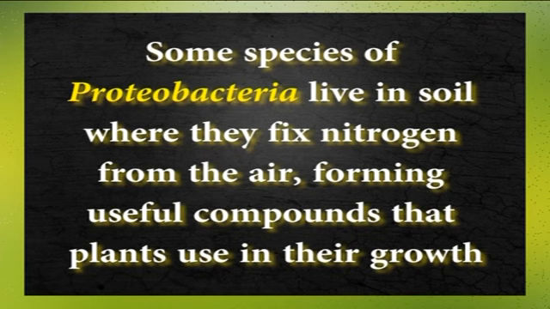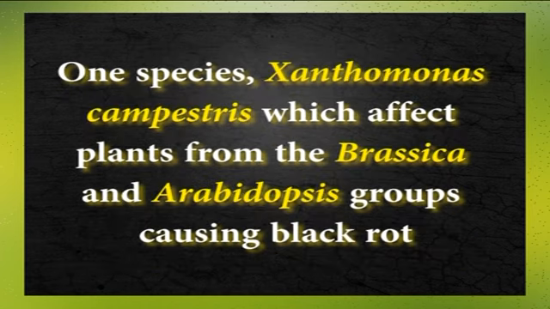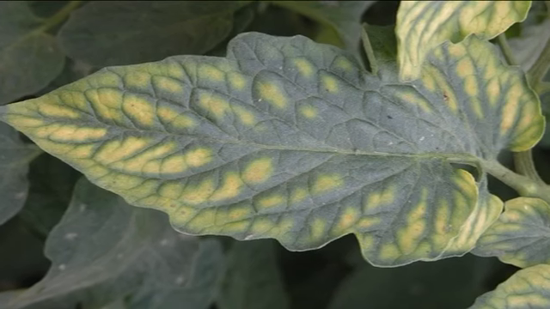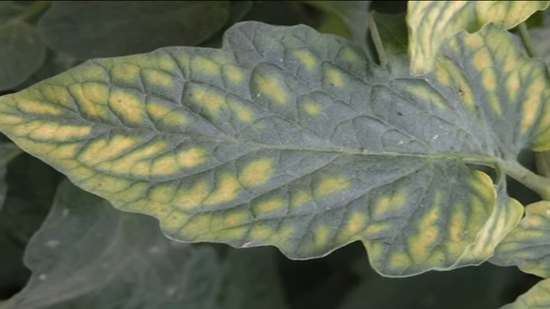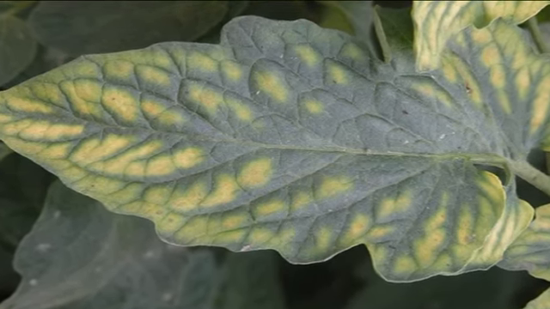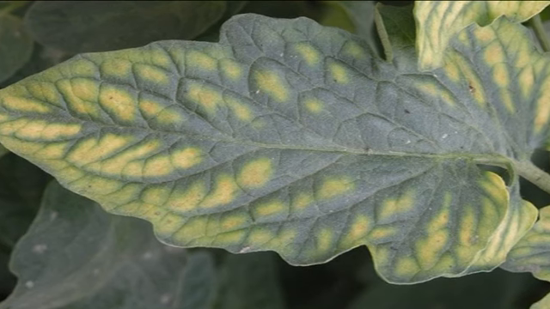One species, Xanthomonas campestris, affects plants from the Brassica and Arabidopsis groups, causing black rot. The disease symptoms progress from discolored leaves to extensive wilting of all of the stems and leaves, with all the leaves eventually turning yellow. Parts of the plant start to die and rot, and the plant dies completely shortly afterwards.